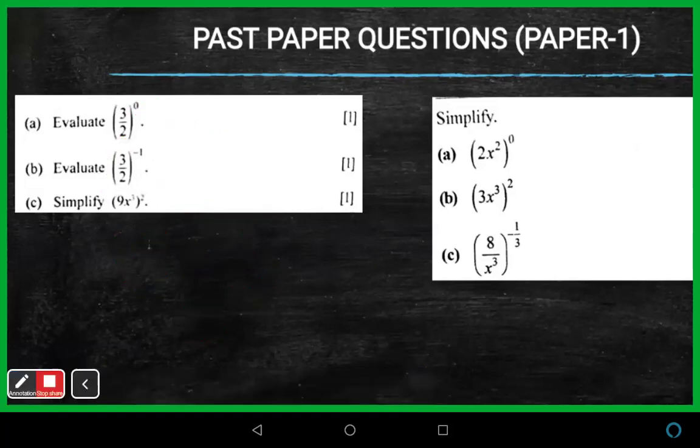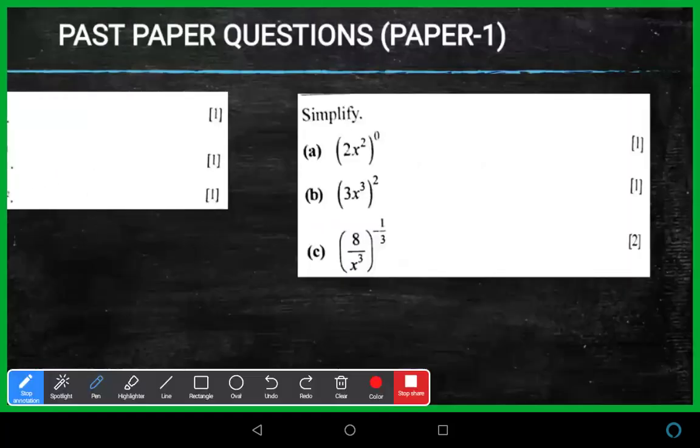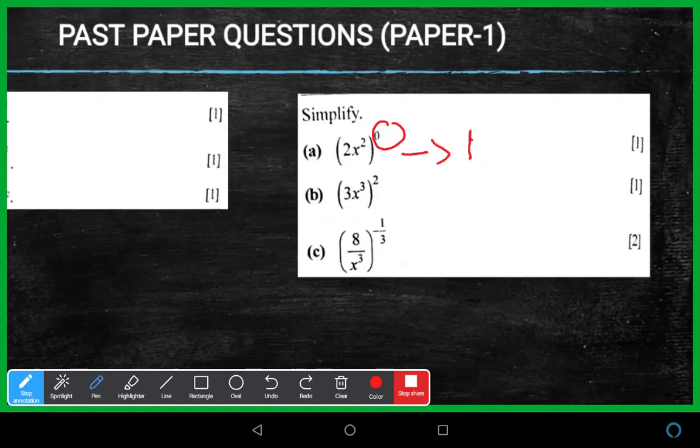Now, as I told you, the power is 0. The whole power is 0. It doesn't matter what the power in the bracket is, but the whole power is 0. This means the answer will be 1 straight away. Okay. Now, we have to apply square to the 3, it will become 9. 3 square is equal to 9. And when we apply it to the x cube, it will become x6.